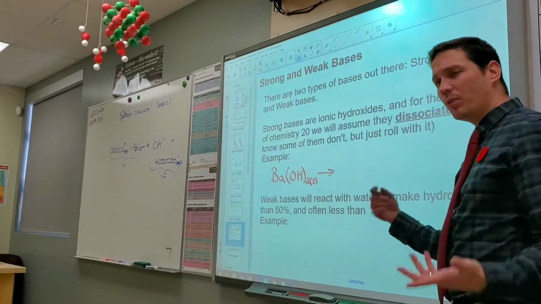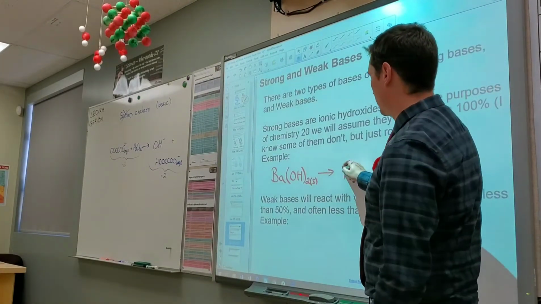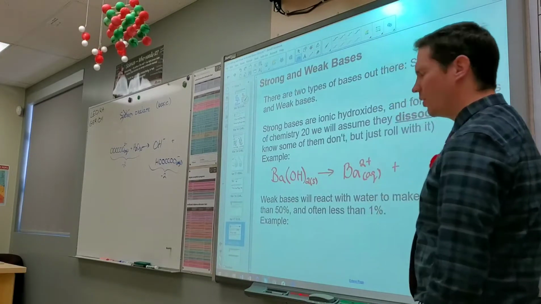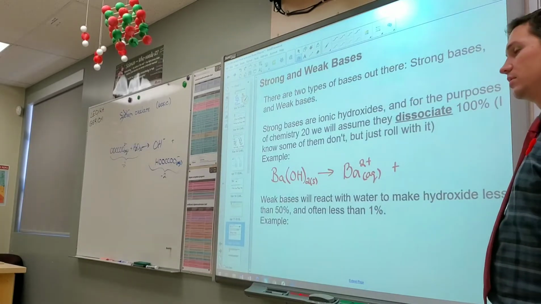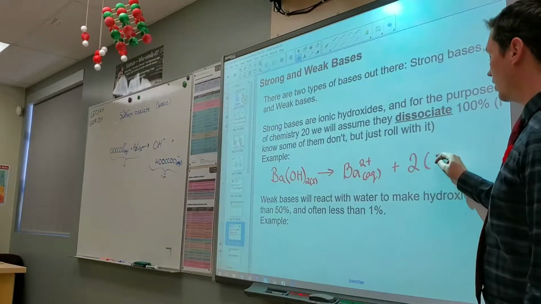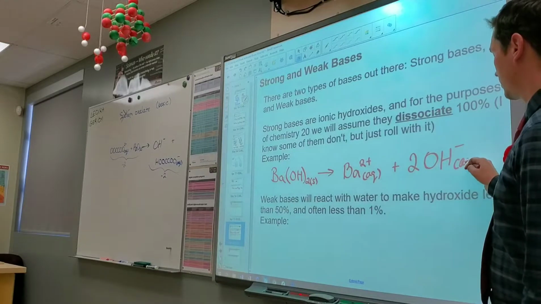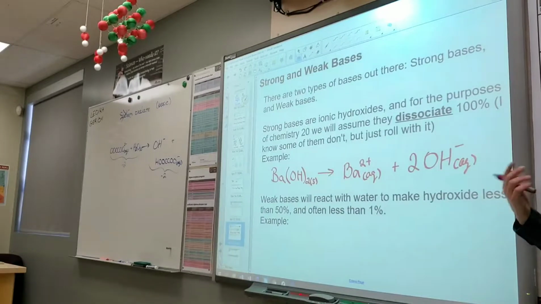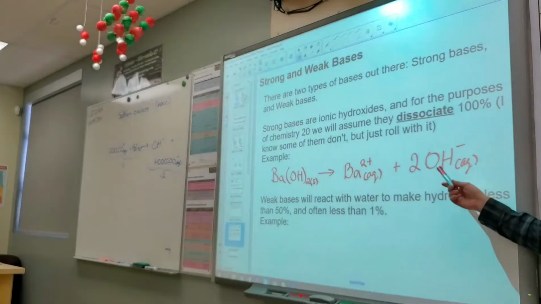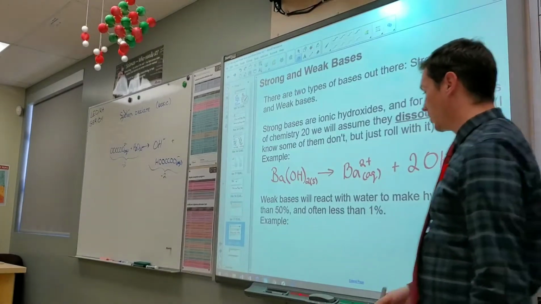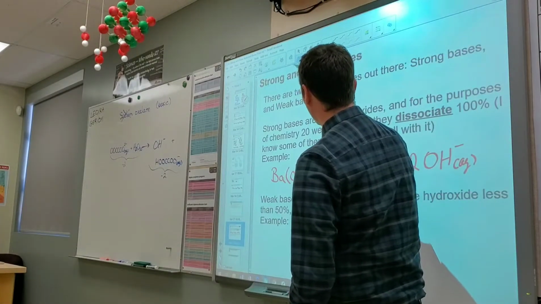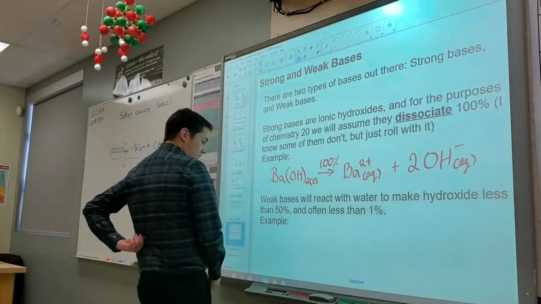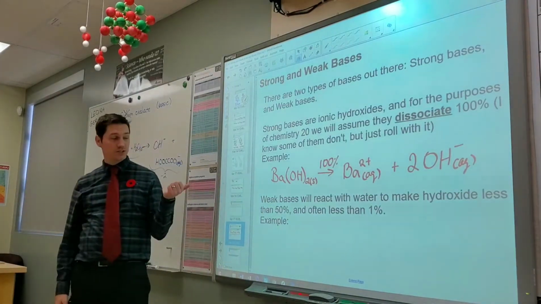So when it splits up, what's it going to make? Barium 2+ ions. And what else is it going to make? It's going to make 2 hydroxide ions. So we don't have to react this with water. Water needs to be present to dissolve it, but we don't have to react it with water to explain how this is a strong base. This happens 100%, or at the very least, we can force it to happen 100%. That's what makes it a strong base.